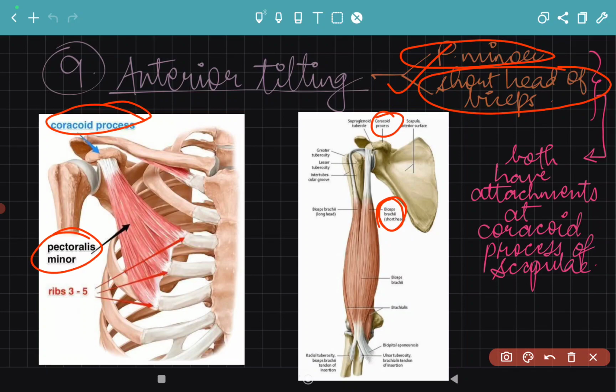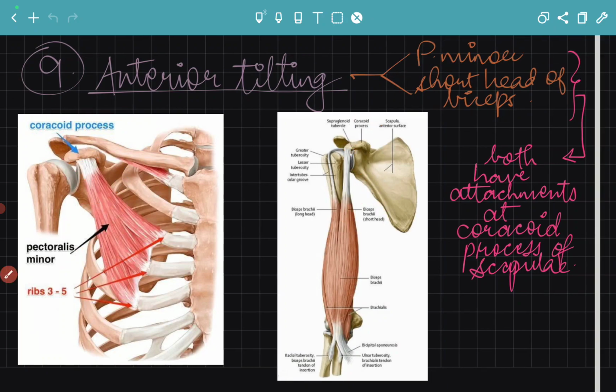We can see pectoralis minor is attached to coracoid process of the scapula. Short head of biceps, which is this one, also has its attachment at the tip of the coracoid process of the scapula, and both of them contribute to anterior tilting of the scapula. So anterior tilting of the scapula, this will also help and this will also help. Okay, so that was about anterior tilting.